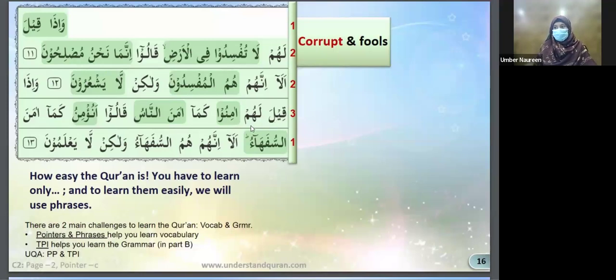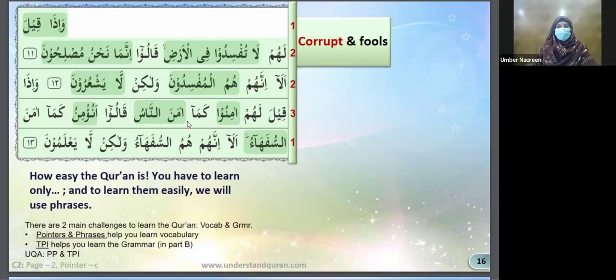Next, wa'idha we have already studied. Qila, we have talked about it. Lahum aminu. From which table do you think it is? Aminu. Amana. Amr. Aminu, this is amr. But from which table is it? Amana, Aman. Okay.